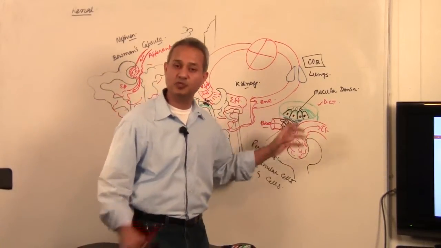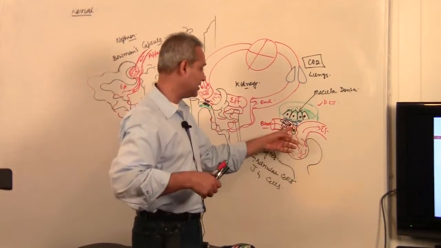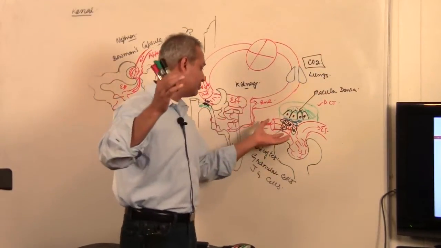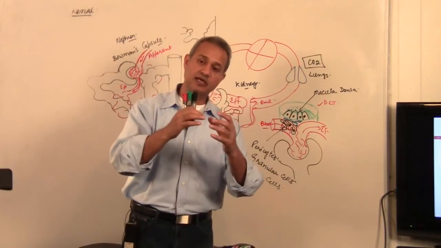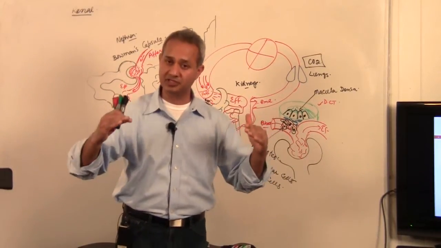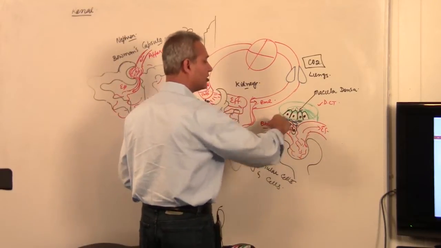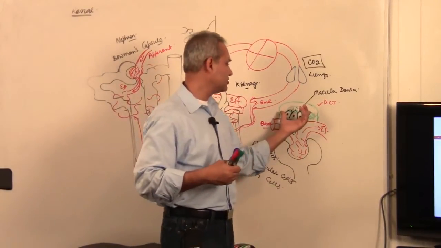So when the blood pressure is more, the arteriole stretches out, the pericytes would stretch out, and they'll say, oh my god, the blood pressure is more. On the other hand, when the blood pressure is less, these would collapse and the pericytes would say, oh, the blood pressure is less.